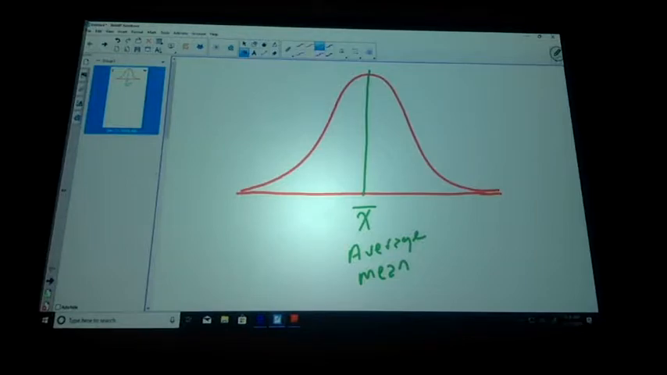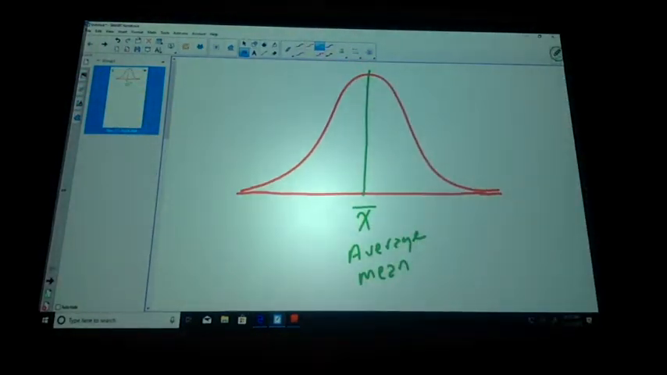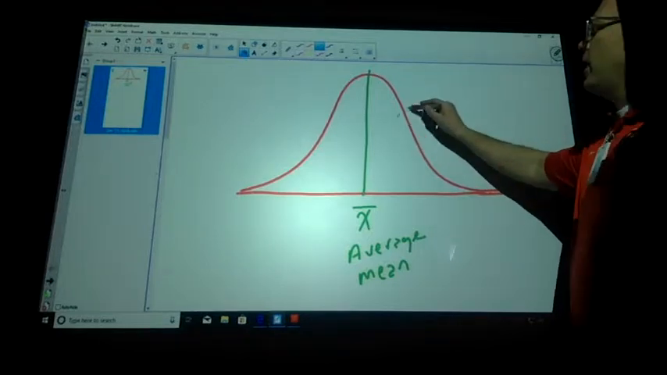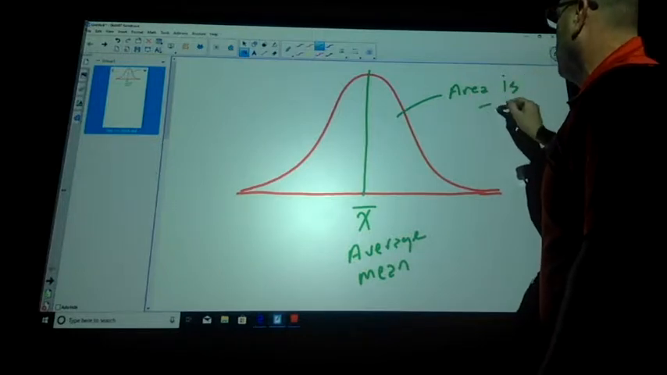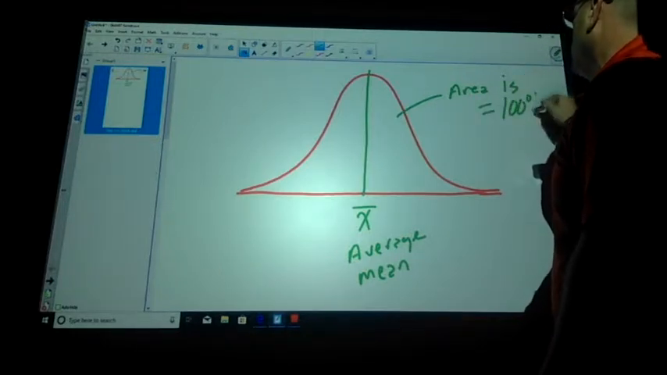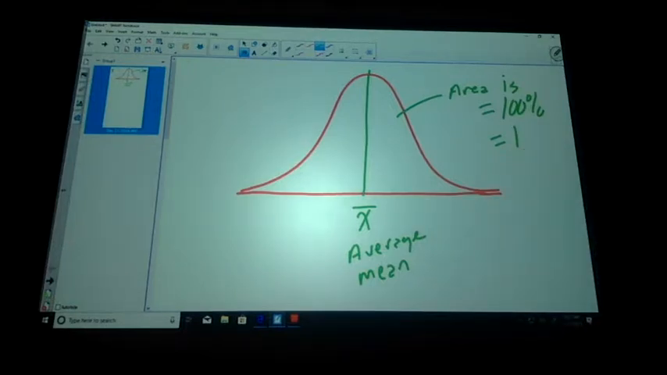Now, with a normal curve, half of your information will be above the mean and half of your information will be below the mean. Does that seem okay so far? All this is, so the area underneath this curve is equal to 100%, or they will say just 1, okay? So if I make 1 a percent, it's 100%. Is that okay?